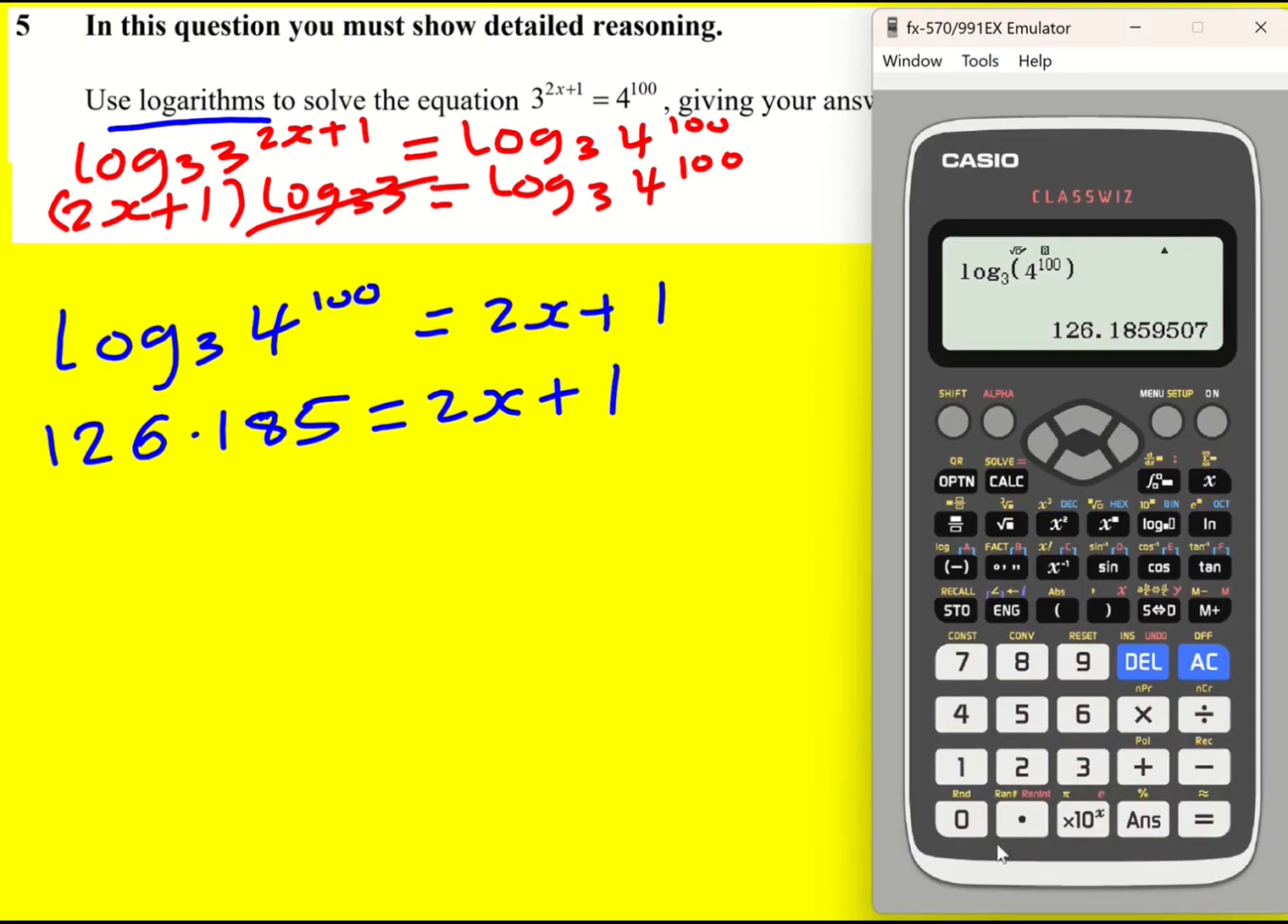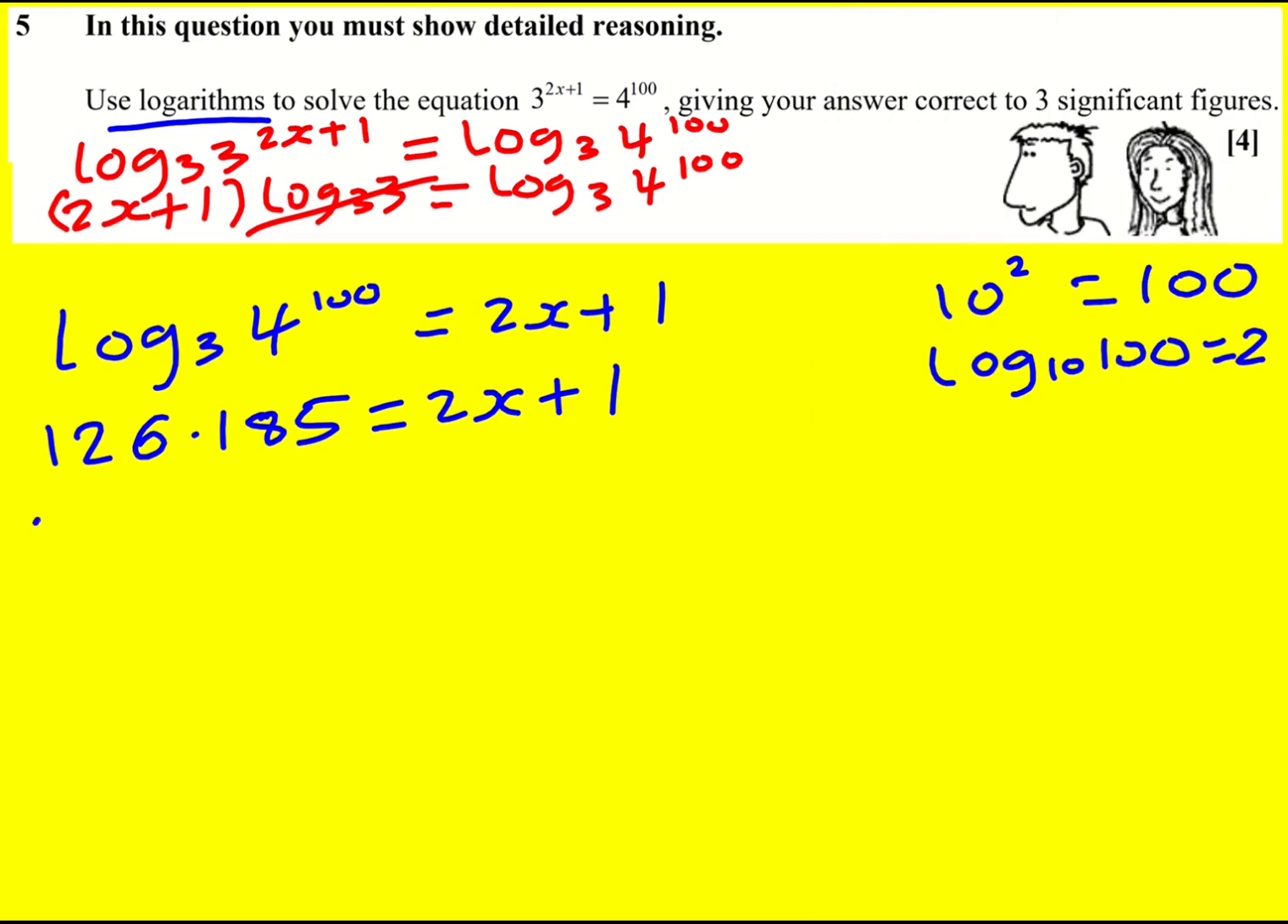So I'm going to minus 1 and then divide by 2. Minus 1, press equals, divide by 2. 62.592, which rounded to three significant figures is 62.6.